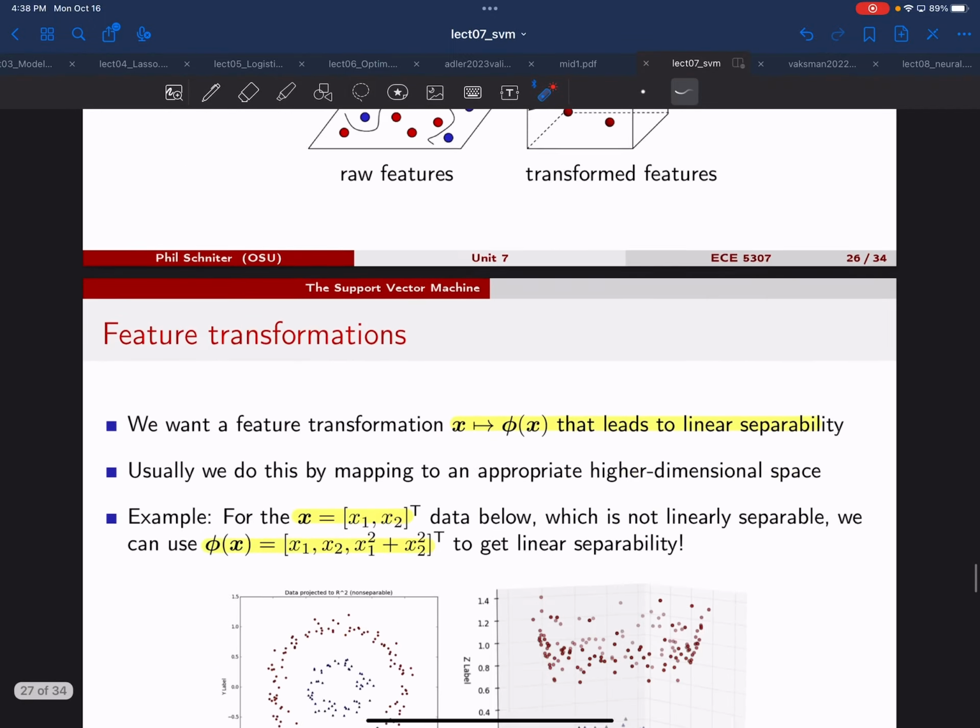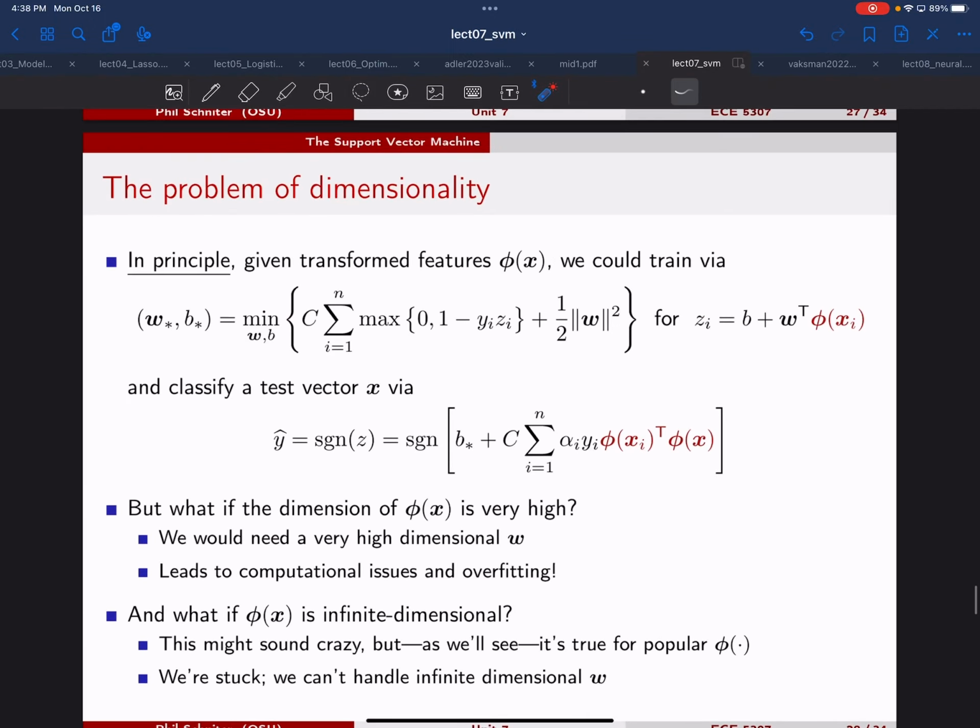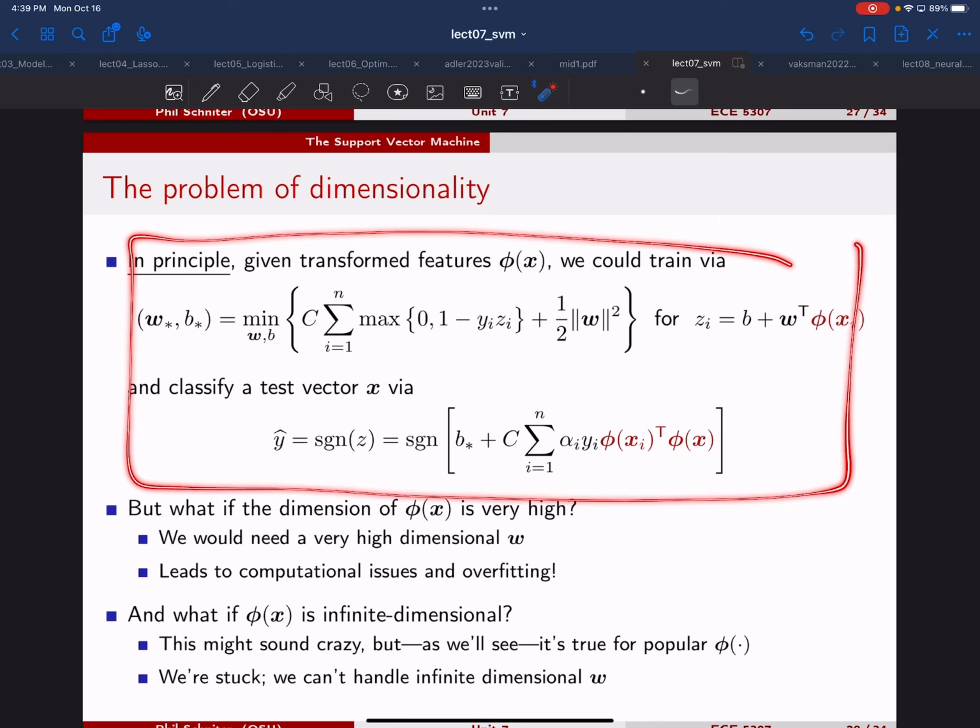And so the point here is just to say that the only extension we need over here is we just need to stick in the phis in those two places. Okay, so it's definitely possible to do this if we have a phi function. It's a small change to our support vector classifier to use it.